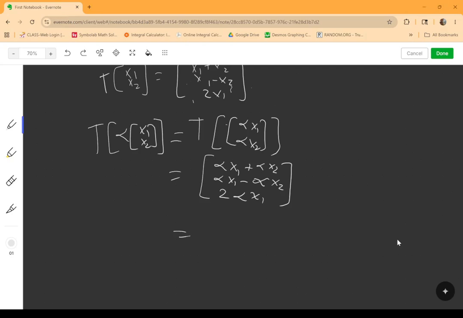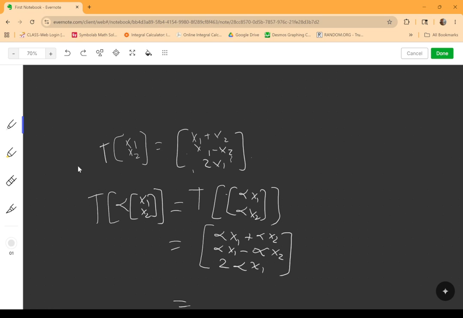All right, so we left off talking about linear transformations, and we were trying to show this linear transformation preserved scalar multiplication, the homogeneity property. So here we define our linear transformation in this manner. T of x1, x2 is equal to x1 plus x2, x1 minus x2, and 2 times x1. So I wanted to show that scalar multiplication was preserved.